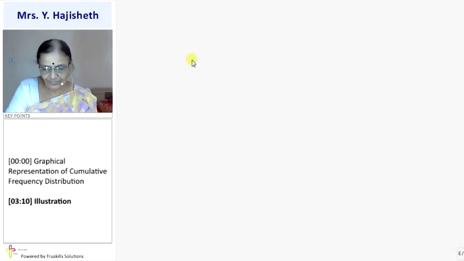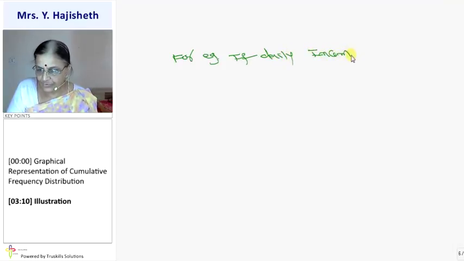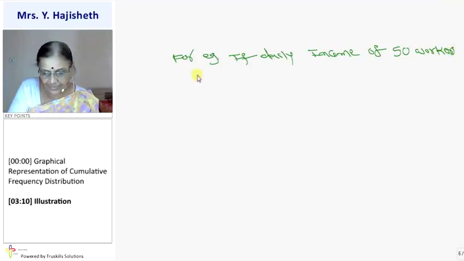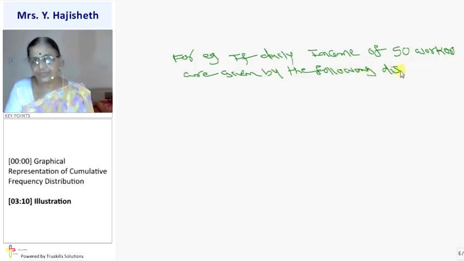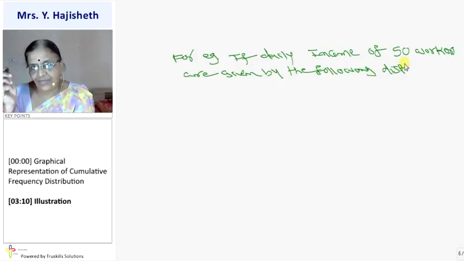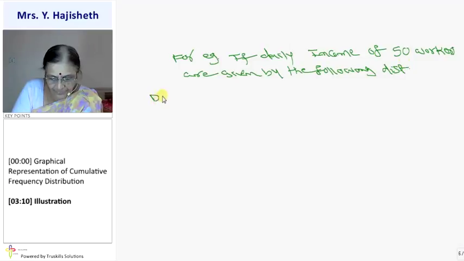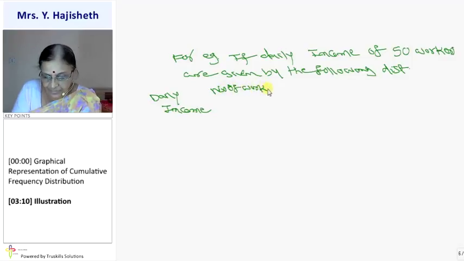For example, if daily income of 50 workers is given by the following distribution, here I write daily income, here I write number of workers, that is fi. And then I write third column, cumulative frequency.